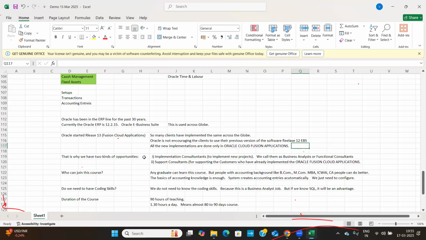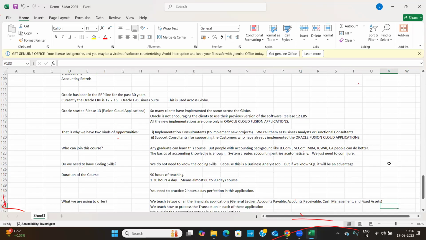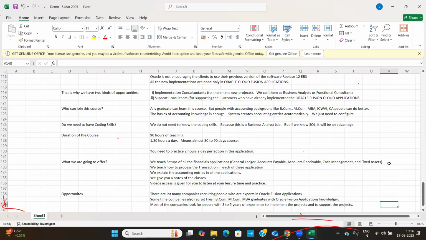So what are the opportunities we have? Once you learn this, you may have to implement the applications for the customers, so you will become an implementation consultant. For already implemented projects, you will be taken as a support consultant because you are the knowledgeable person. Employees may not have as much knowledge as you have as a consultant, so you will be recruited as a support consultant.